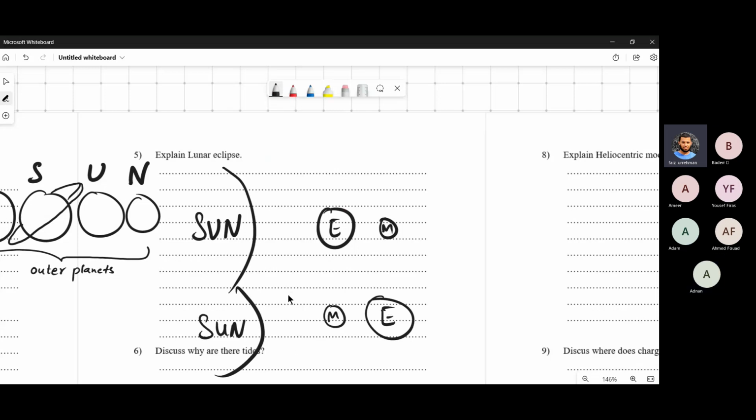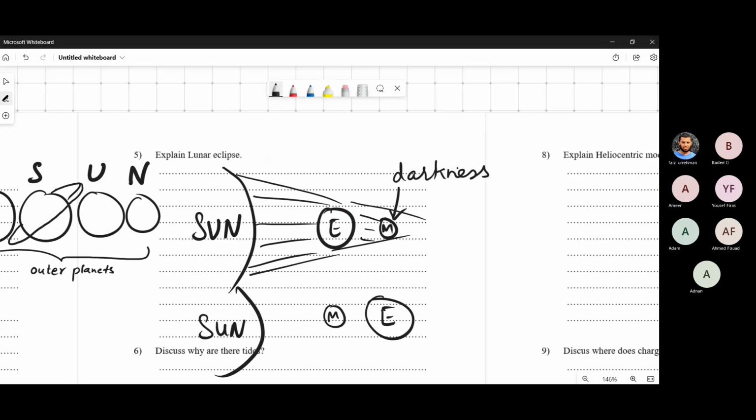Now there are two possibilities, correct? Now, if the sun rays are coming like this, the Moon will be in the darkness. Yes, because it is behind the shadow of the Earth, correct?